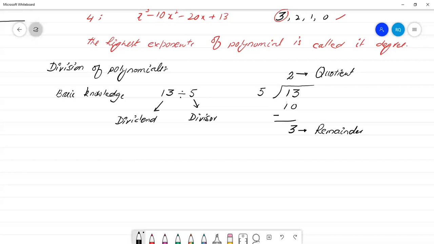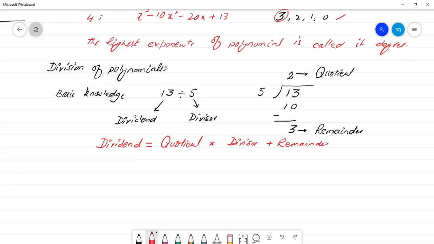So there is always an equation involving these four expressions. Dividend is always equal to quotient times divisor plus remainder. That equation or that identity is applicable for every process of division.